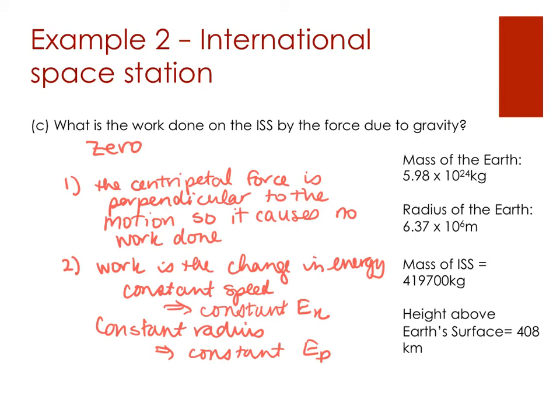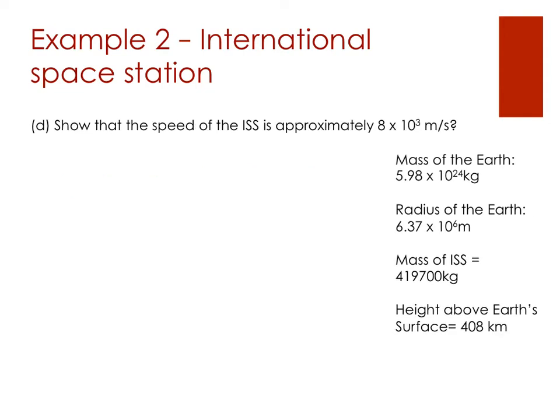Okay, part D. Show that the speed of the International Space Station is approximately 8 times 10 to the power 3. Now remember, we're going to start with the centripetal force equivalent to the force due to gravity. And in this case, that little m in our centripetal force is the mass of the satellite. So that cancels out in both cases.